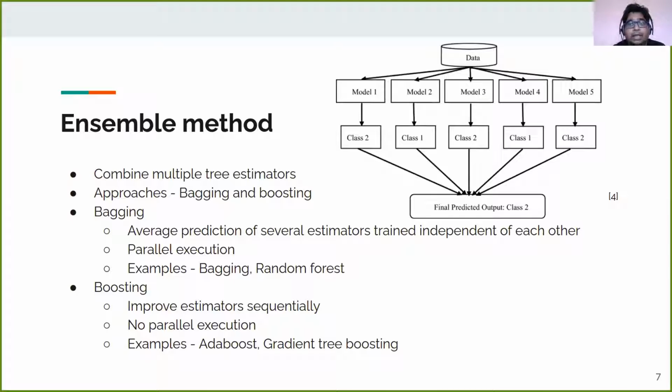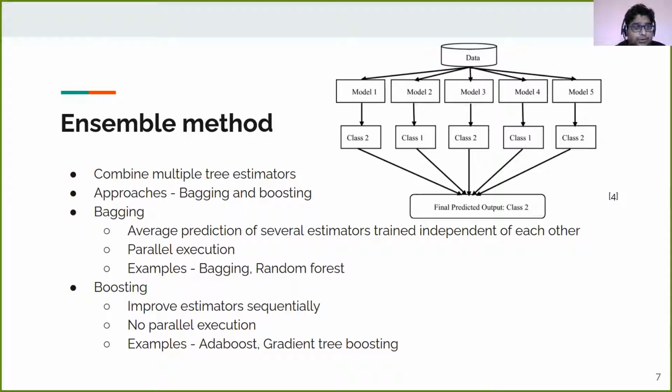Ensemble method takes several models into account and then makes a prediction by taking the performance of all the models. It combines multiple tree estimators. As we can see in the image, we have data, and the data is passed into different models, and each model gives a prediction, and then we take the majority voting for predicting the class of a new sample.